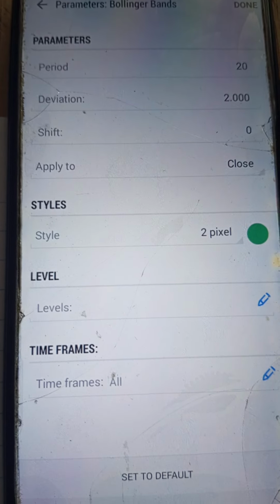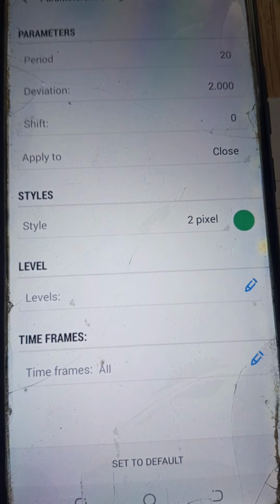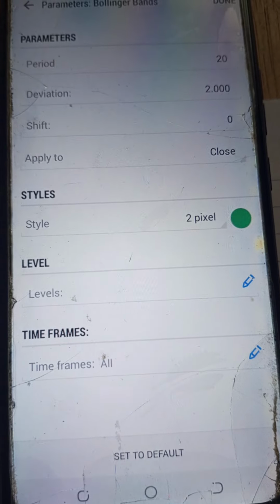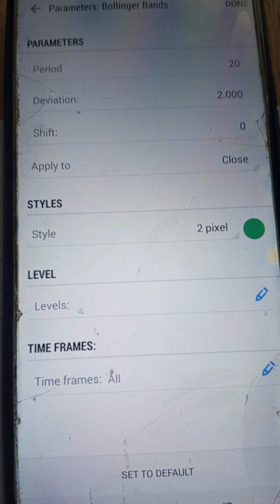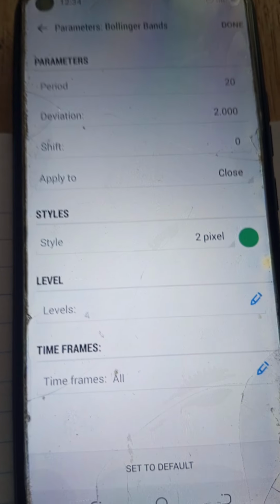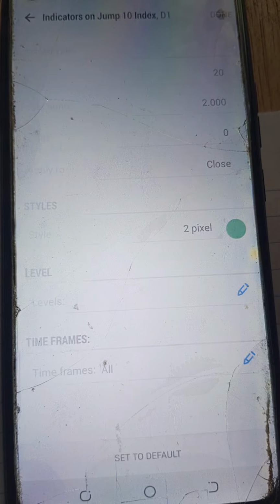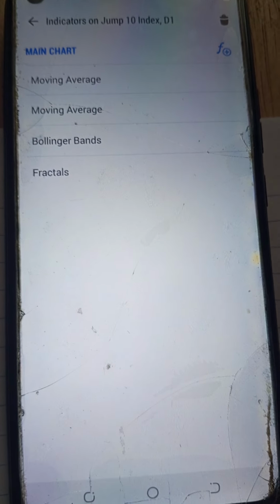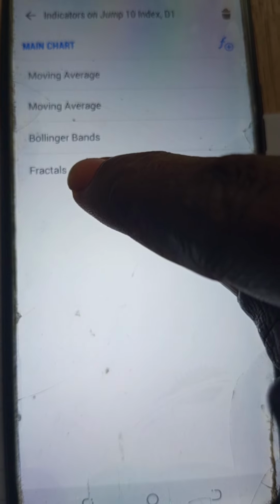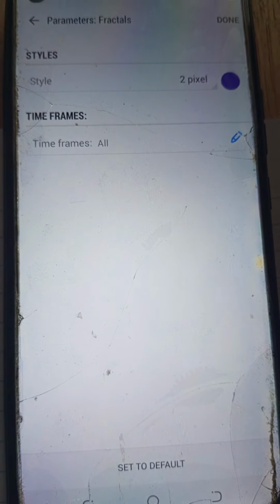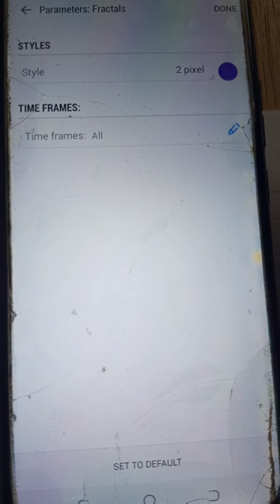As you can see, we use period 20, deviation 2.000, shift 0, apply to close. Style 2 pixel, any color of your choice. I use green color, guys. You click done. So guys, let's go back. Here is our fractal that we use to enter our trade, guys. It's default settings. You click done.